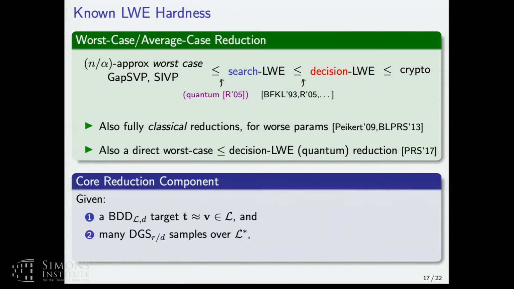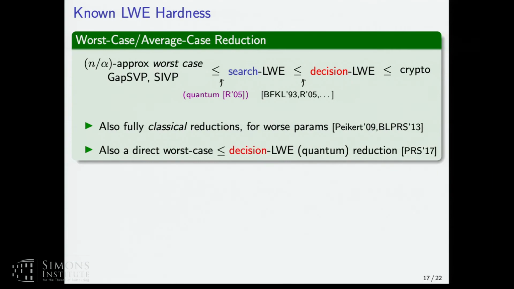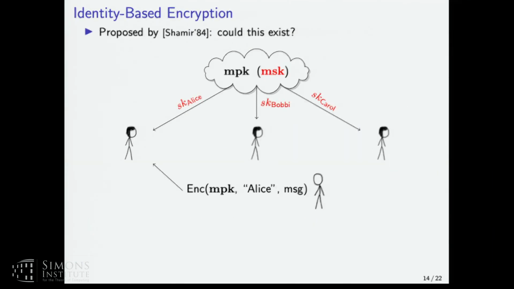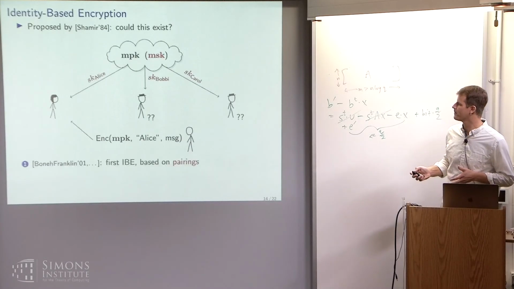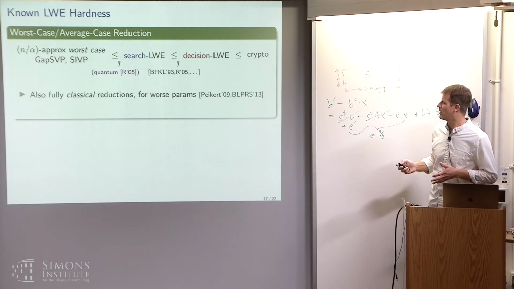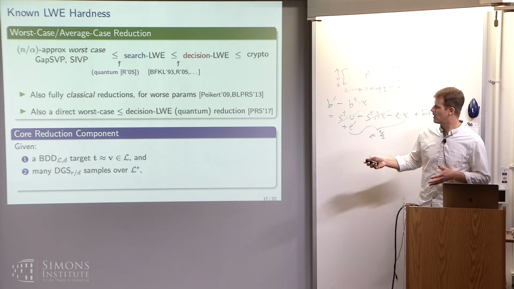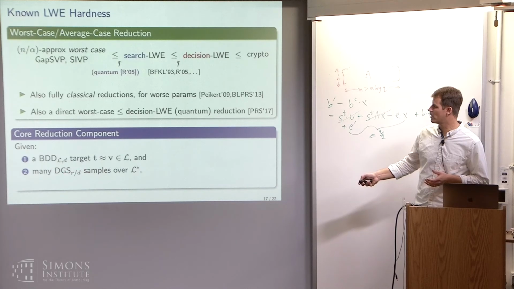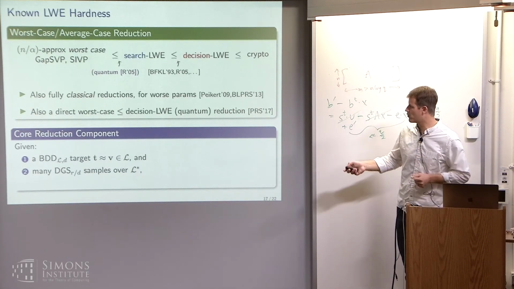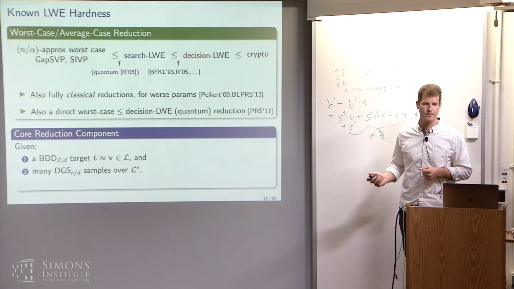And then the second input to this component is many discrete Gaussian samples. I want to be given many samples from this distribution, where the width of the distribution is roughly r over d. And this distribution is over the dual lattice.